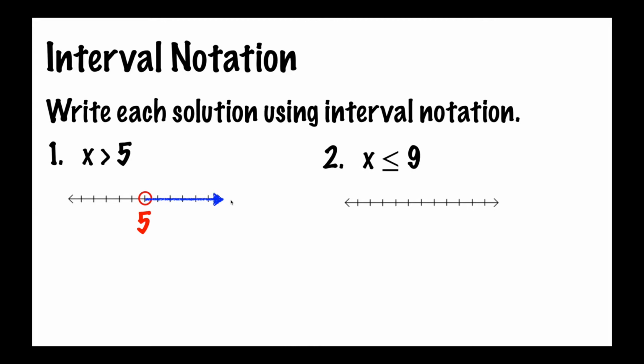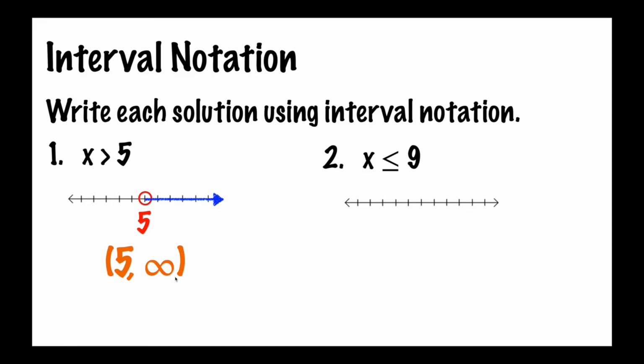But then we need to think about if we're going to use parentheses or brackets. What ends up happening here is that at 5, this value is not actually included in the solution set. It's an open circle, meaning that it cannot be equal to 5, but all values that are bigger than 5 will work. It's going to end with infinity. And every time we see a positive or negative infinity in any of these solution sets, we will always use a set of parentheses next to those.